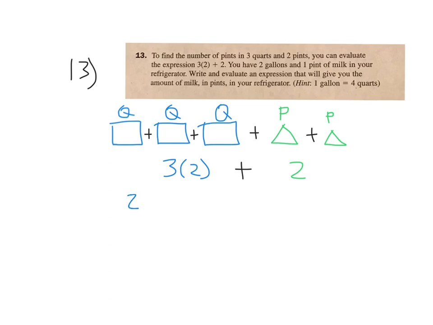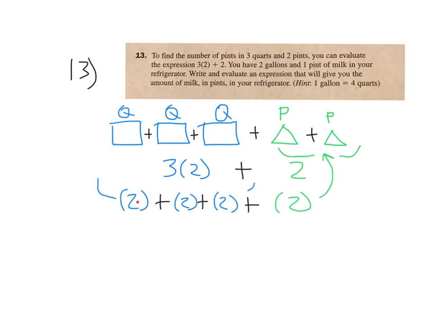And 3 times 2, if you think about it, is really the same thing as 2 plus 2 plus 2, and then we still have plus these two right here. Because 2 plus 2 plus 2, that's really 3 times 2. So therefore, each quart must have 2 pints in it. All right? Each quart has 2 pints in it.